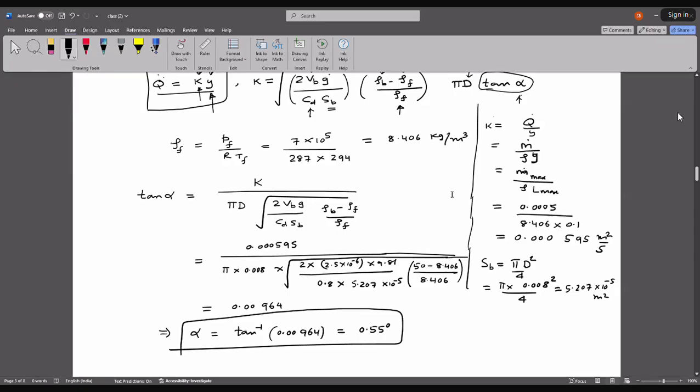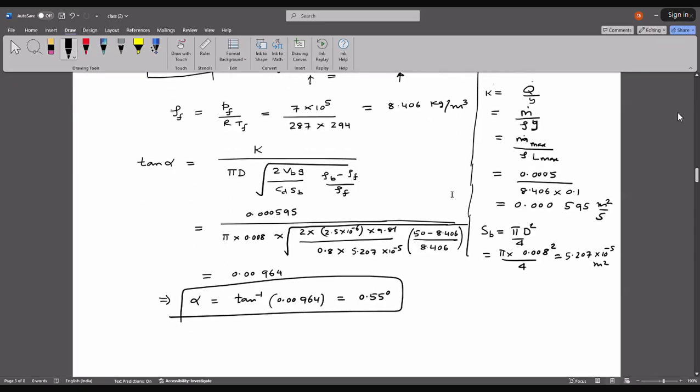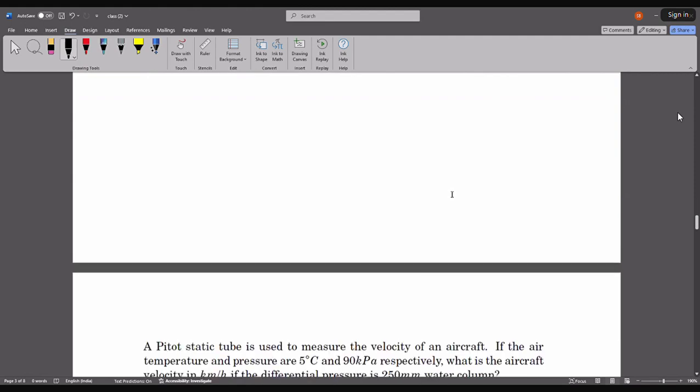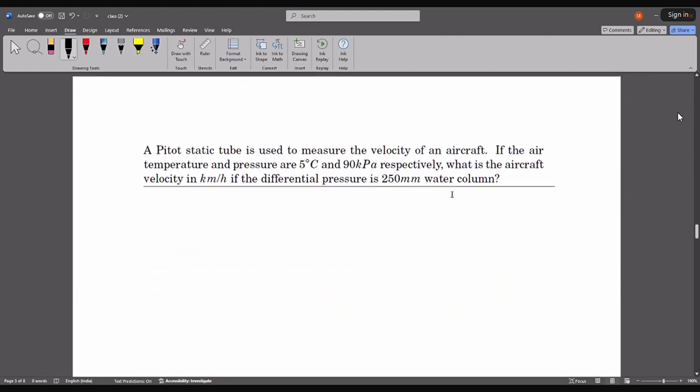Okay, so if there is no question, I would move to the next question here. So we have a pitot static tube. I hope you all remember what a pitot static tube is. There is a difference between pitot tube and pitot static tube. Pitot tube measures static pressure, whereas pitot static tube would measure the stagnation pressure.